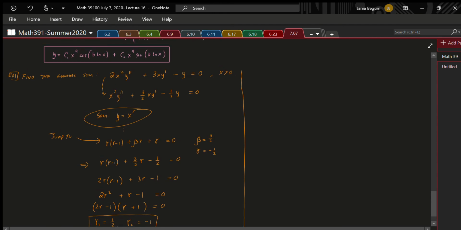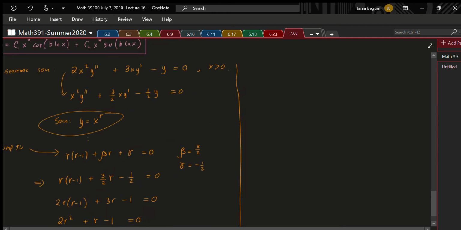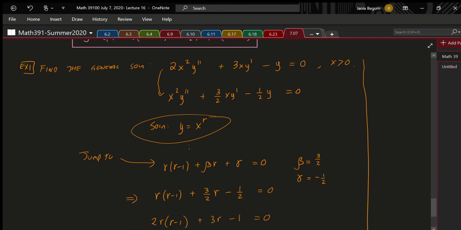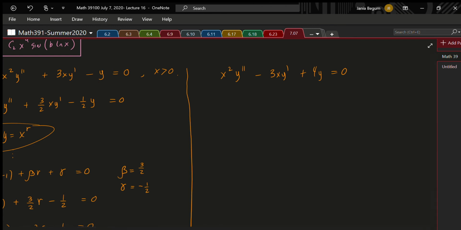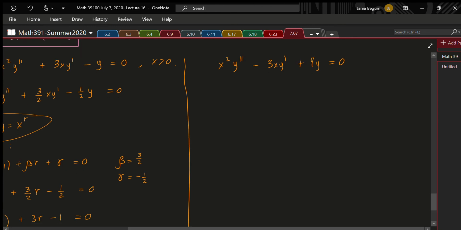So same idea, find the general solution. Now for this one, I want to work on this problem. So let's do x squared times y double prime minus 3x y prime plus 4y equals 0. So I'll give you guys a minute. See if you can come up with the general solution to this.